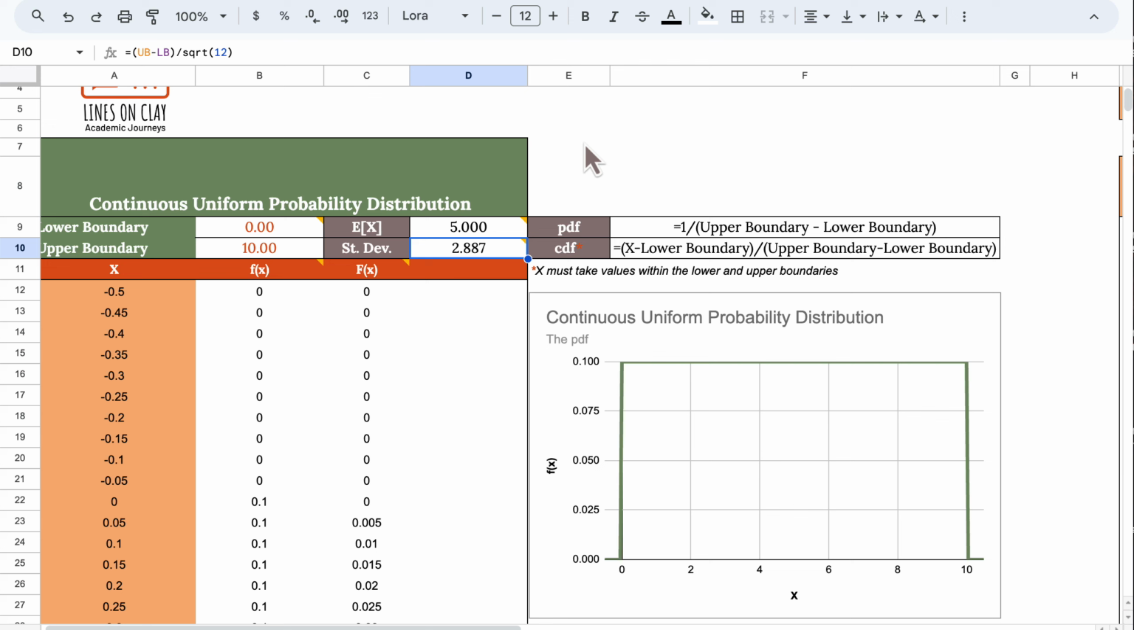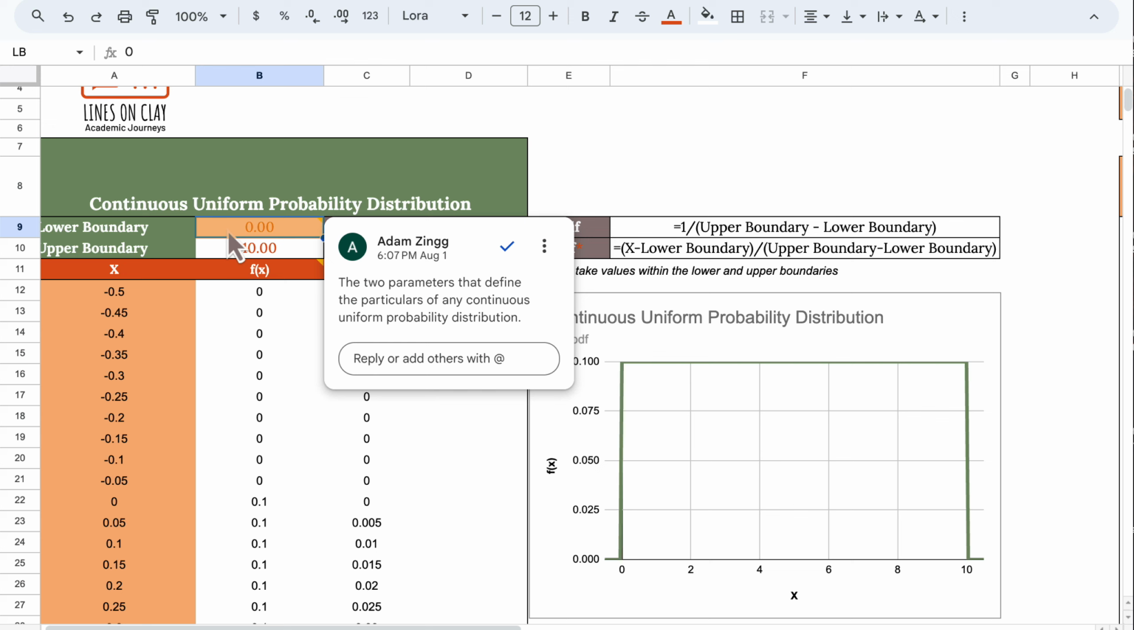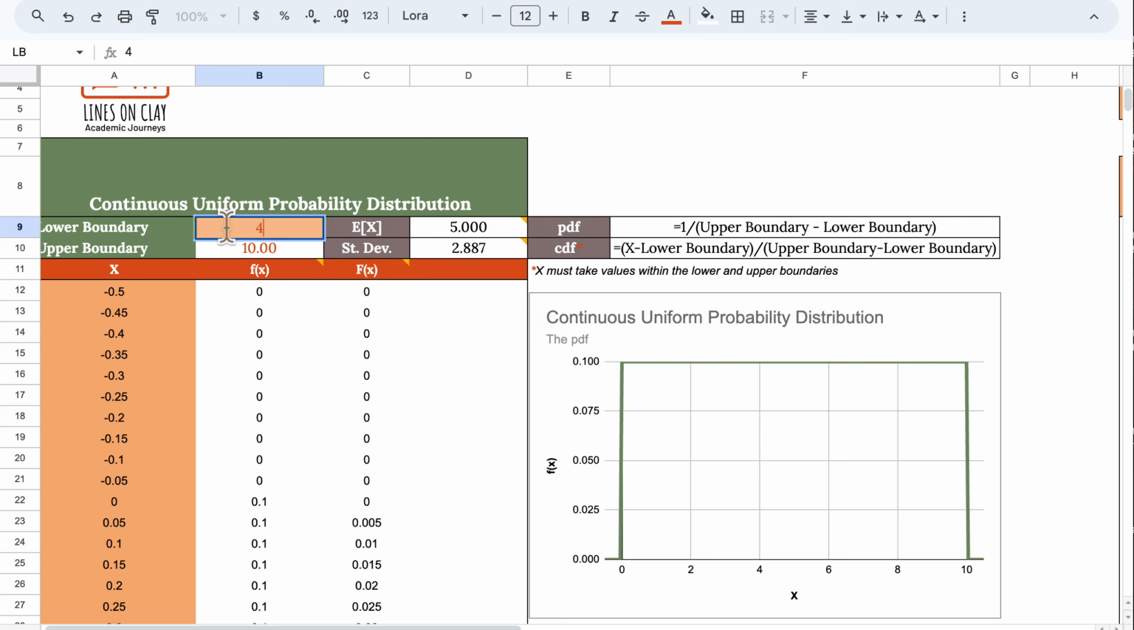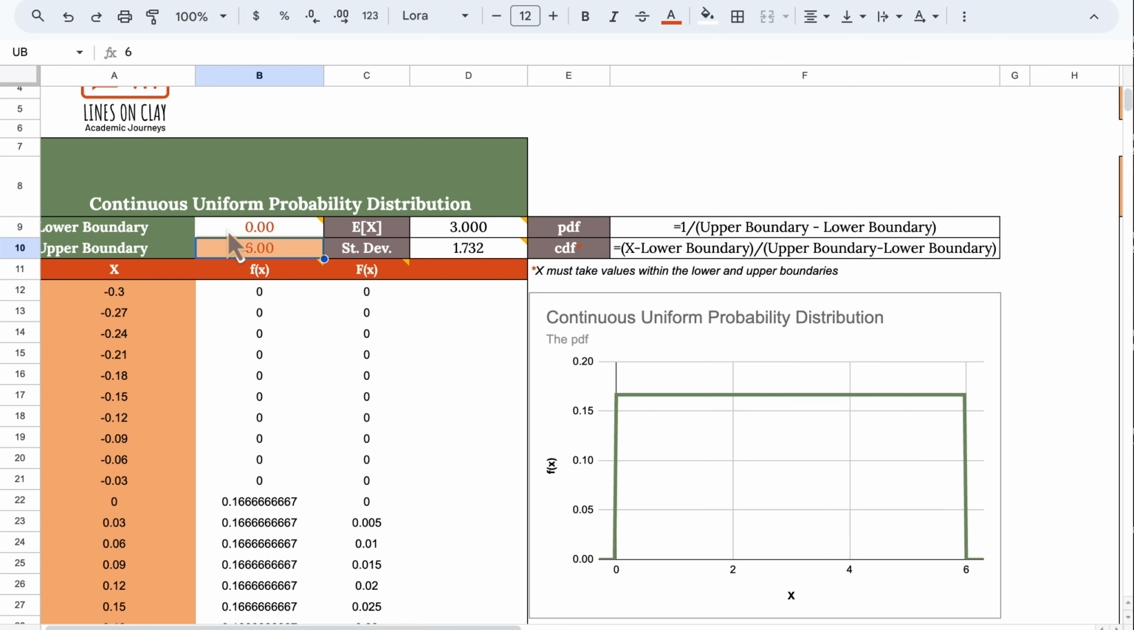But just to show you this is the case, I'm going to come up with different values that still have a center point or a midpoint of 5. I'm going to go with 4 and 6. Well, the midpoint of 4 and 6 is still 5, but our standard deviation fell quite a bit. It fell from like 2.88 down to 0.577. So we'll go back and work with the original values.